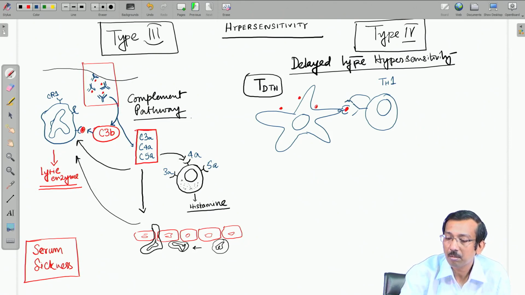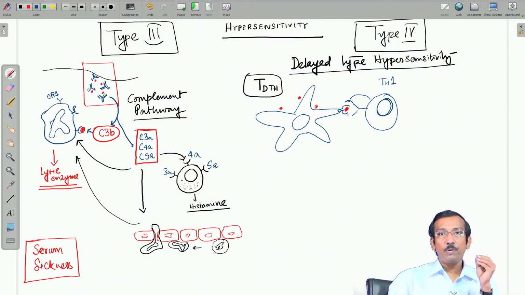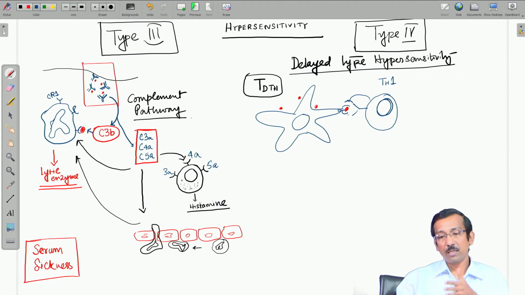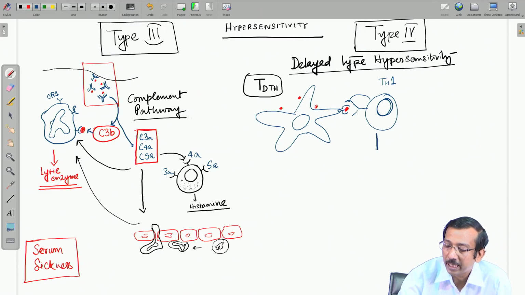And this priming, so there is a priming with the T helper cell. They can activate this T helper 1 class of cells when there is binding and presentation of this antigen to the Th1 type cells. They can lead to activation of the T cells, and they can start secreting different types of cytokines.